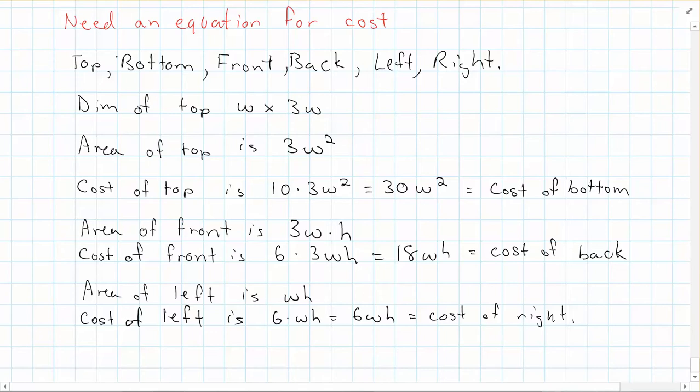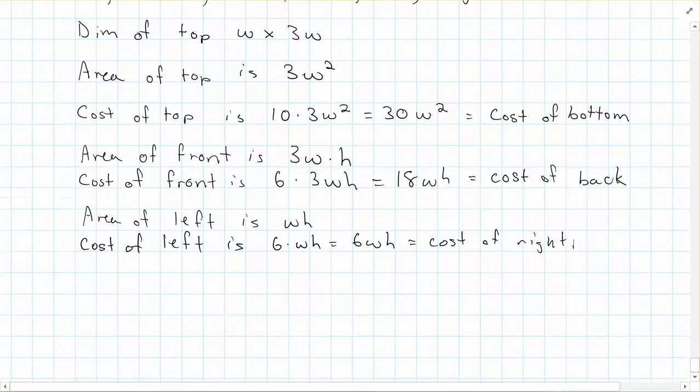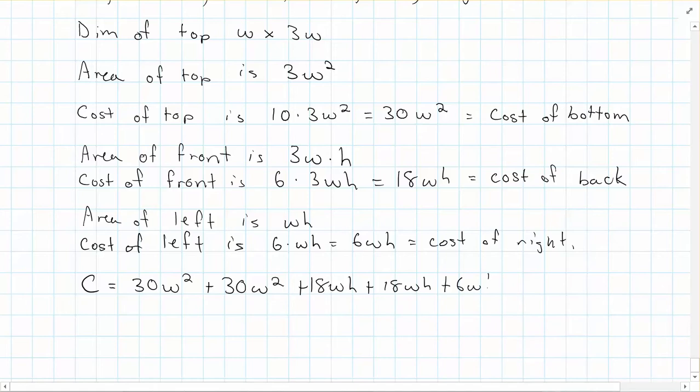So now that we've gotten to this point, we're ready to finally write down an equation for my cost. So I'm just going to do C for cost is equal to the front and the back, the top and the bottom is what I'm going to do here. So this would be top is 30W squared plus the bottom, which is 30W squared, plus the front, which is 18WH, plus the back, which is 18WH, plus the left, which is 6WH, plus the right, which is 6WH.